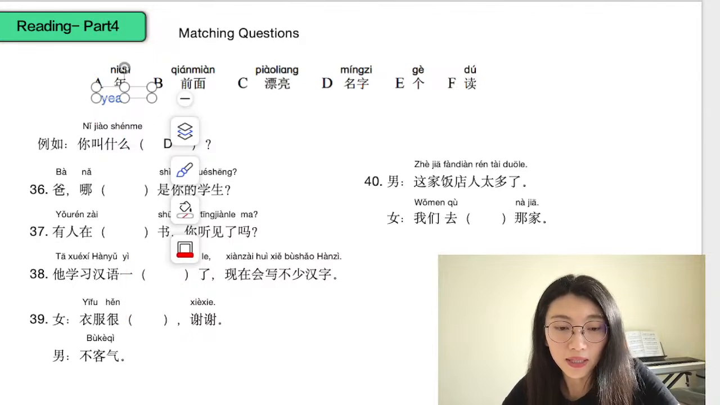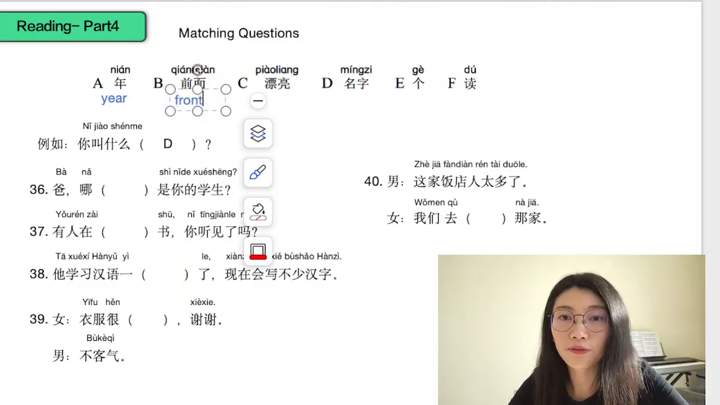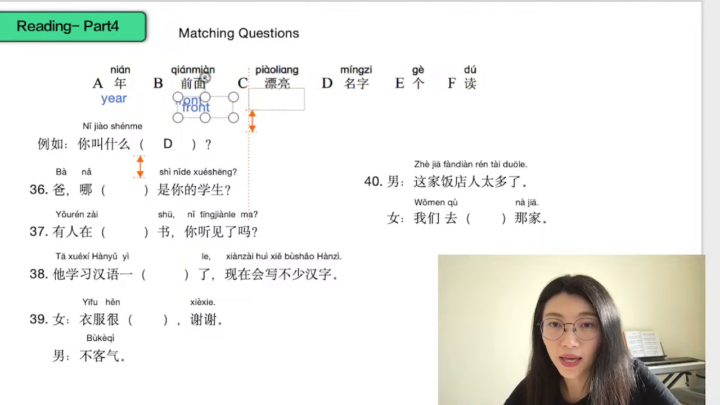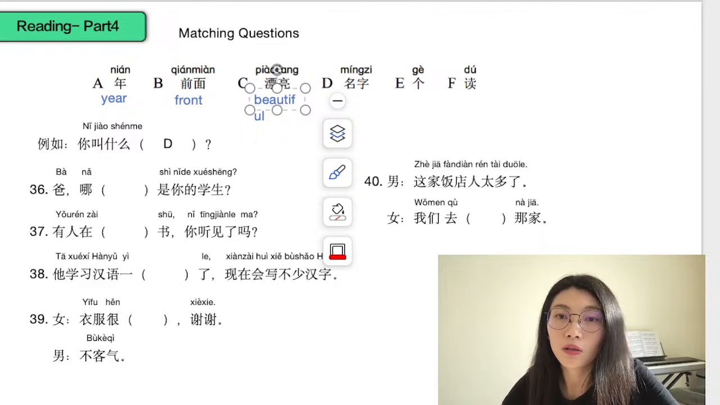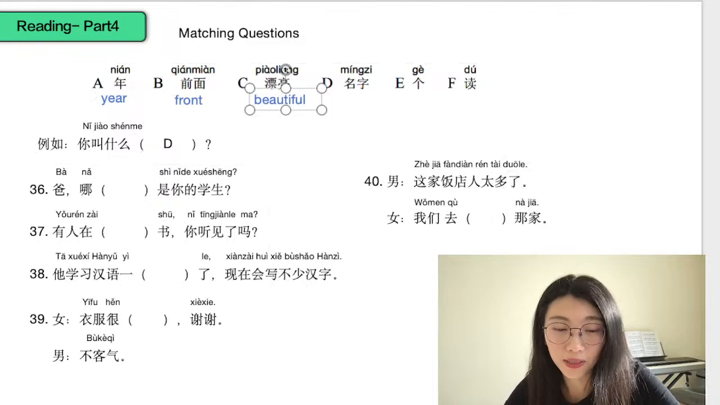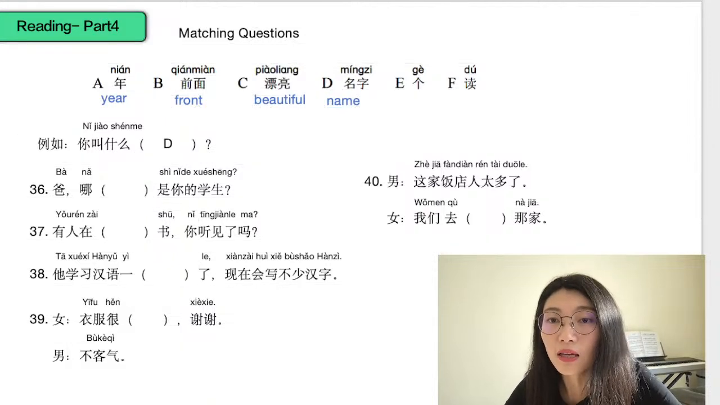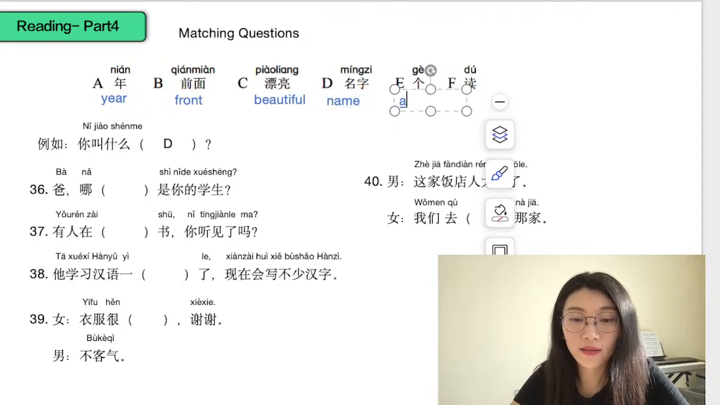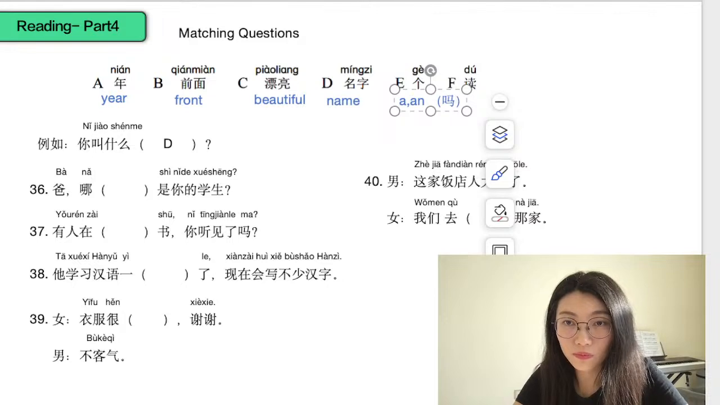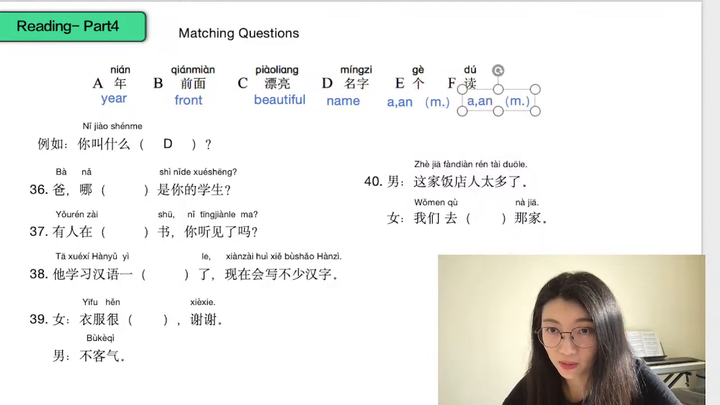好 B 前面. What's the meaning of 前面? It's a noun, means front. 好 C 漂亮, beautiful. 好 D 名字. The sample has already chosen D so we don't look at D, but let's write down the meaning: 名字 means name. 好 一个. 个 is a measure word in Chinese. It's an measure word. 好 the last one, 读. 读 is a verb, 读 means read.